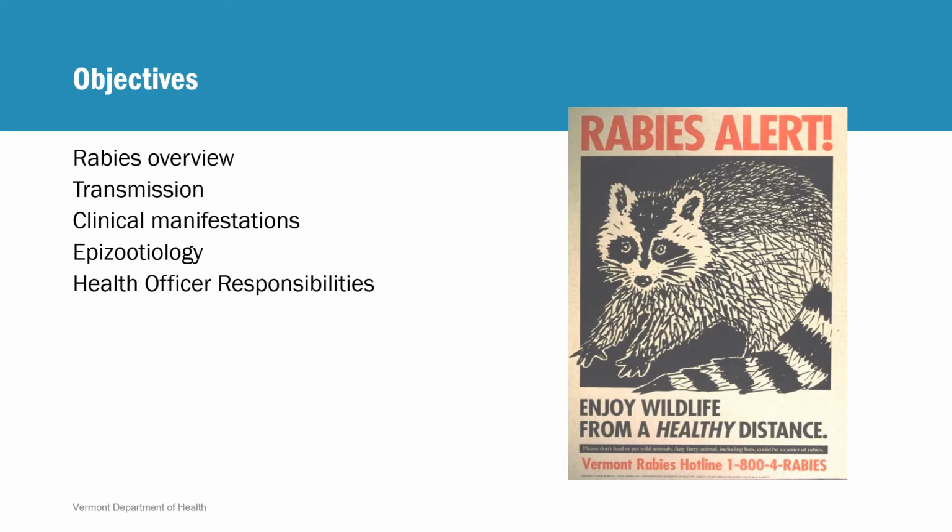So today's objectives will be to provide a brief overview of rabies virus and how it's transmitted, discuss the clinical manifestations of rabies in both humans and animals, describe the epizootiology or patterns of rabies in animals in Vermont based on our testing and submission data, and review town health officer responsibilities and procedures regarding animal bites and rabies straight from policy documents such as the communicable diseases rule.